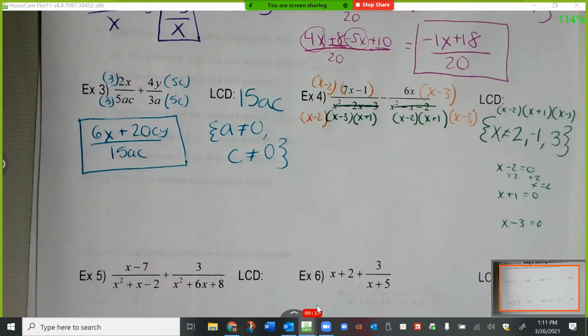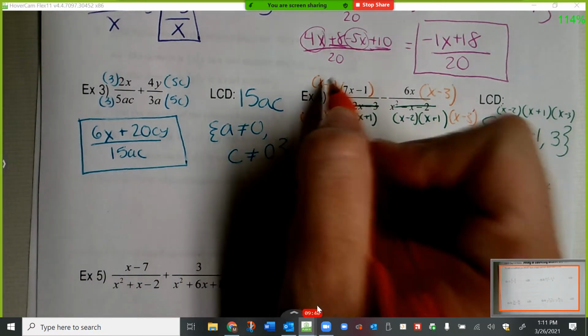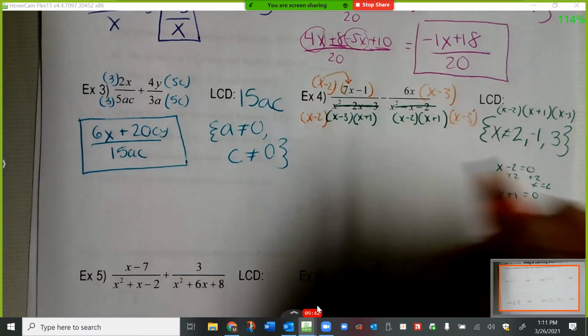So let's keep going. We're going to double distribute. What's x times 7x?